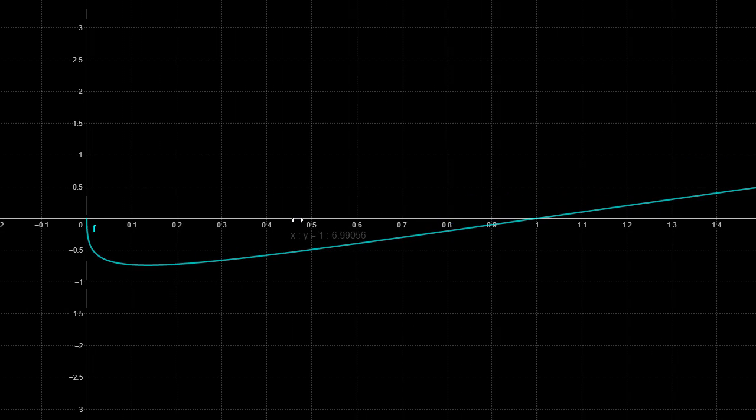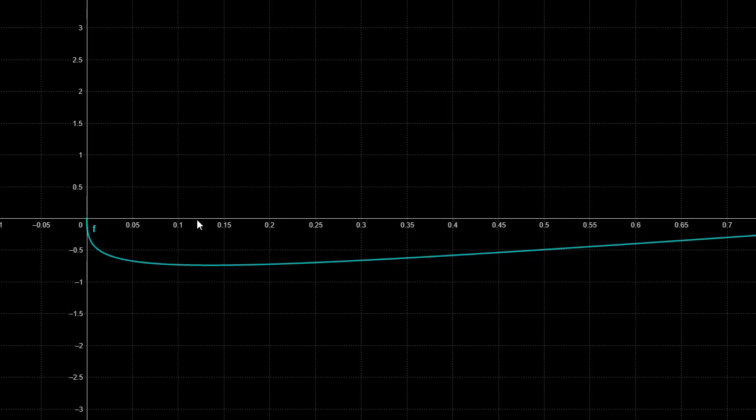Less than, so here's our 0.1, here's our 0.15, our turning point's in here somewhere. So this is where the calculus really comes in handy, because I know I have a turning point somewhere in here, but it's really difficult to tell where, and it turns out it's at about 0.135, I think it was, we found.